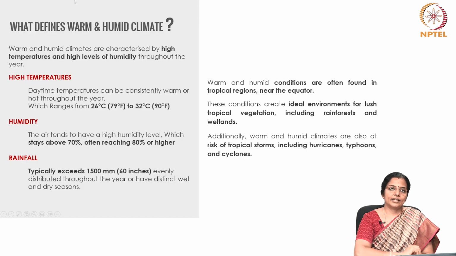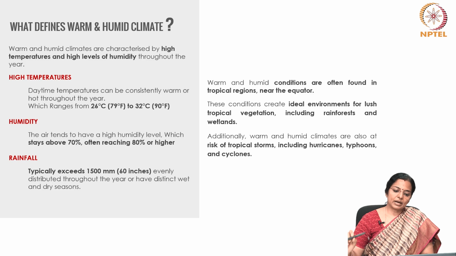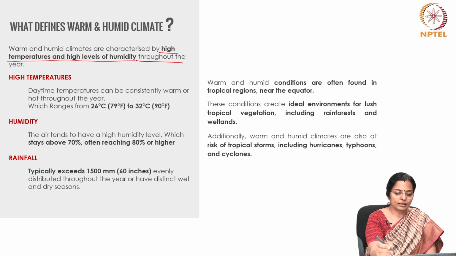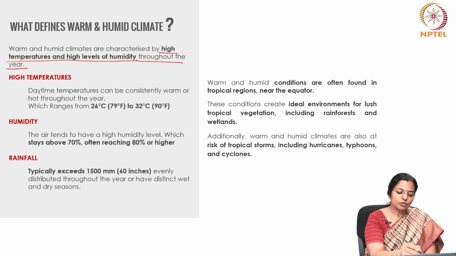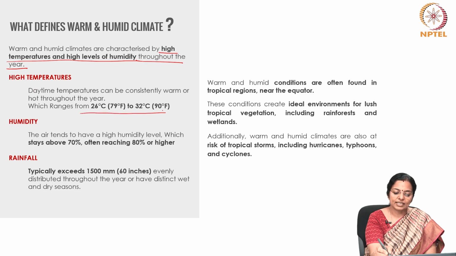So, let us see quickly what defines warm and humid climate. Warm and humid climate is characterized by high temperature and high levels of humidity throughout the year. There is no respite in this kind of a climate. So, the daytime temperatures can be consistently warm and hot throughout the year. It ranges from 26 degrees centigrade to 32 degrees centigrade.